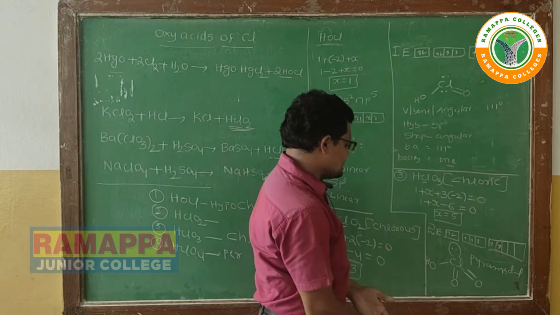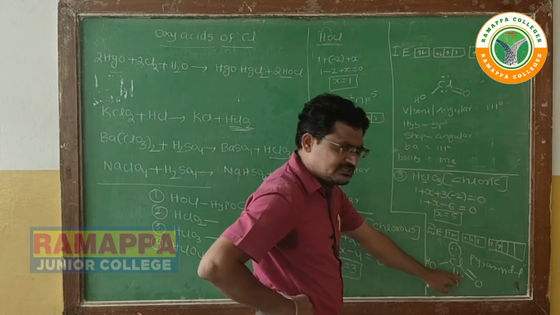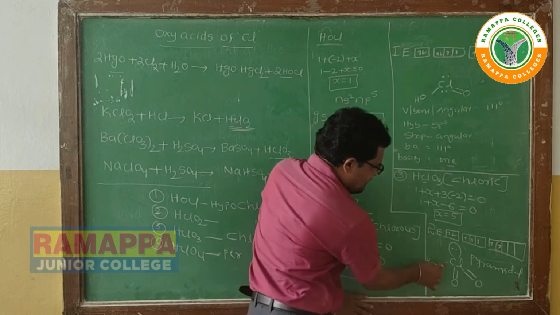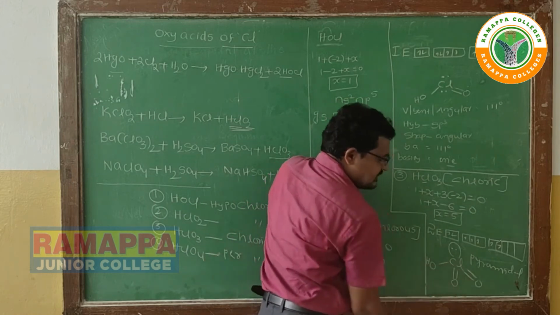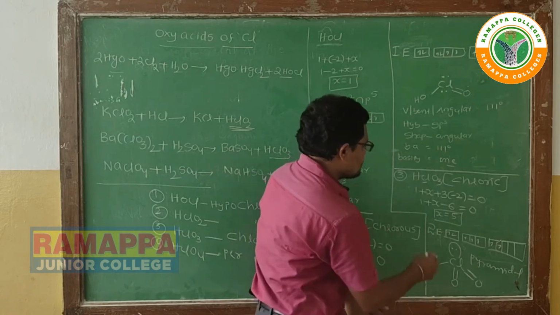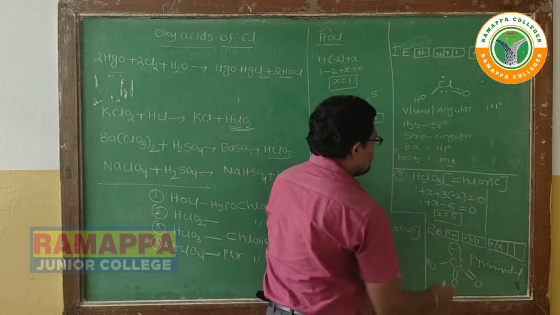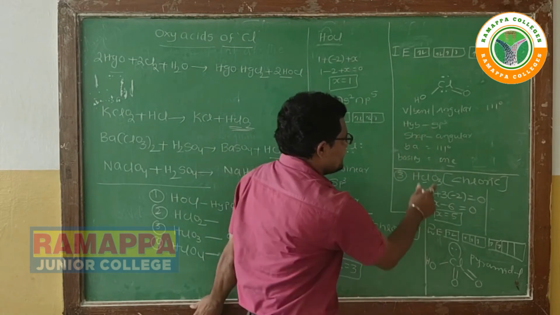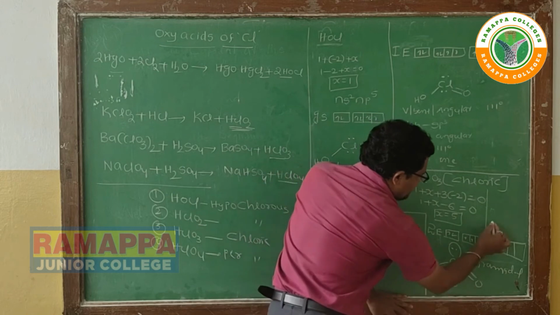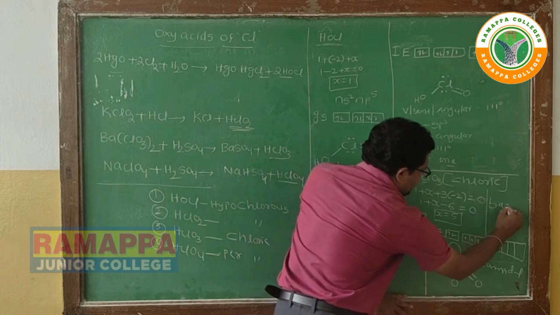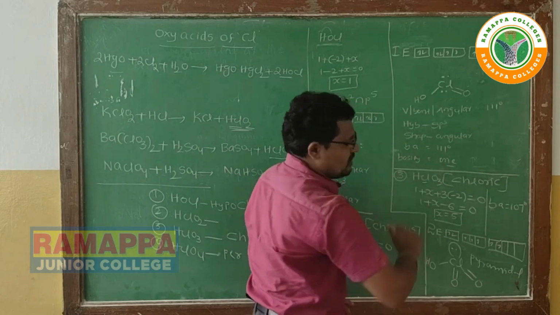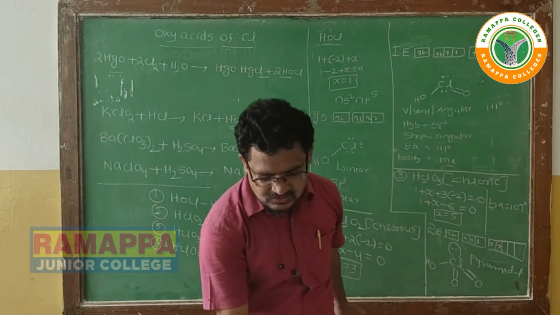Pyramidal means in this one, this is sigma, this is pi. This is sigma, this is pi. It is only sigma. How many sigma? 1, 2, 3. 3 sigma, 2 pi. So what is the hybridization here? It undergoes sp3 hybridization. Its shape of the molecule is pyramidal. Its bond angle is 107 degrees, and basicity is also 1.